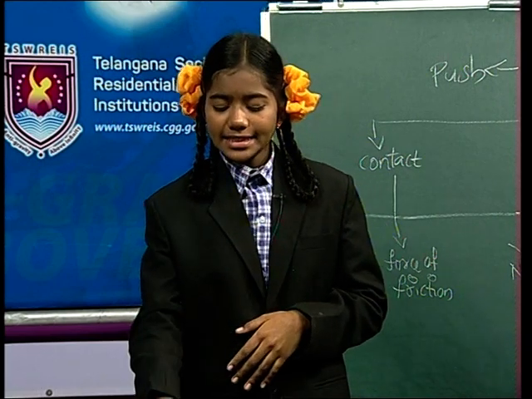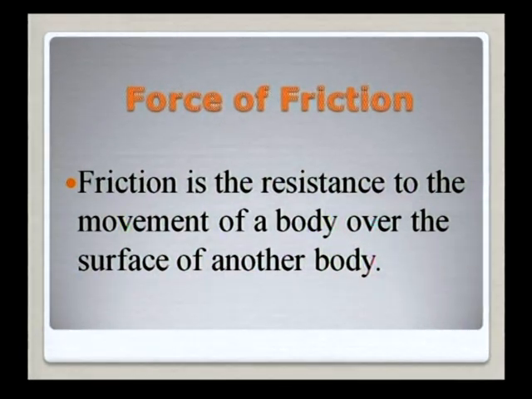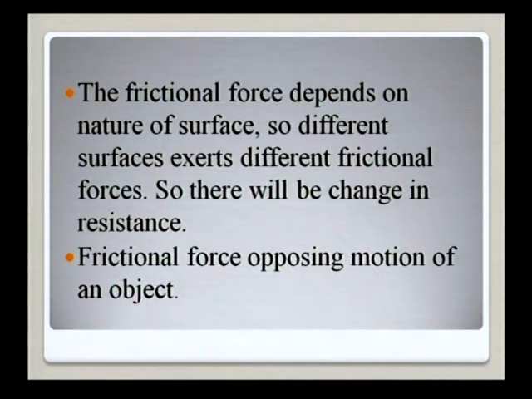And then let us see force of friction. Friction is the resistance to the movement of a body over the surface of another body. The frictional force depends on nature of surface. So, different surfaces exert different frictional forces. So, there will be change in resistance. Frictional force opposing motion of an object.